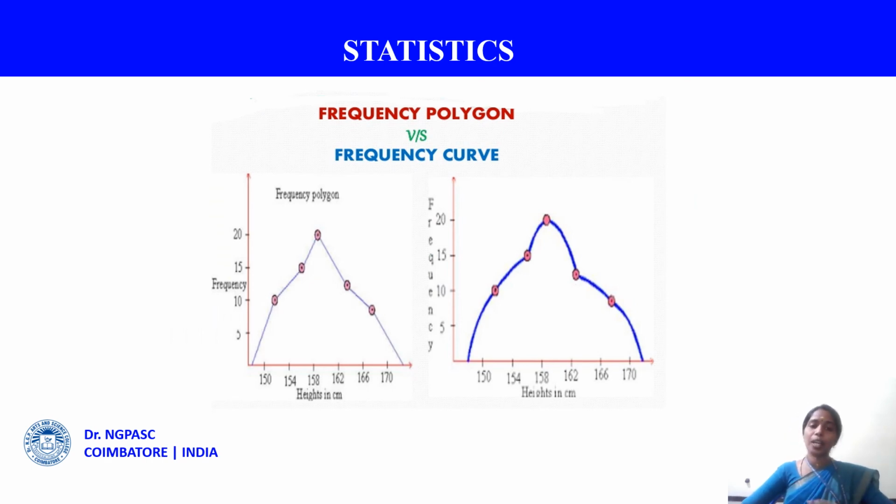The next one is the frequency curve. Frequency polygon and frequency curve are almost the same. The basic difference is that we mark the same points, but in the frequency polygon we join the points by straight lines, while in the second case we join the same points by a curve. That is the difference between the frequency polygon and the frequency curve.